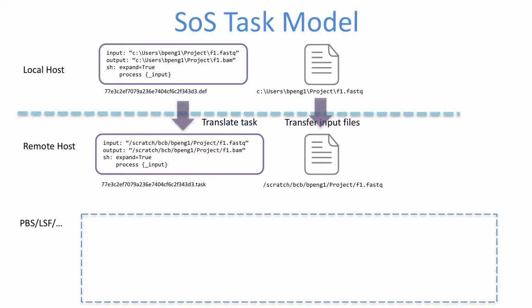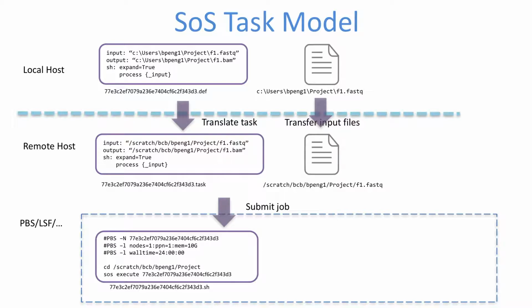And then if the remote host is a PBS system or another task queue or just some sort of a job queue, then according to your configuration, according to your template, a shell script will be generated, which basically says, okay, this is a PBS system, we have a name, we have a load, we have the total memory used, and what's the wait time for the job. And then this shell script will basically execute the task on the remote host. So that's why the remote host needs to have SoS installed.